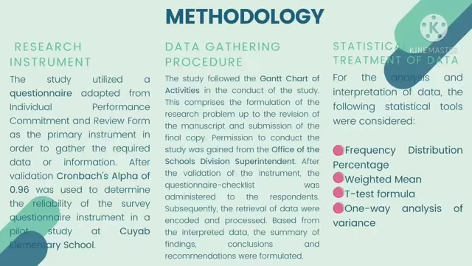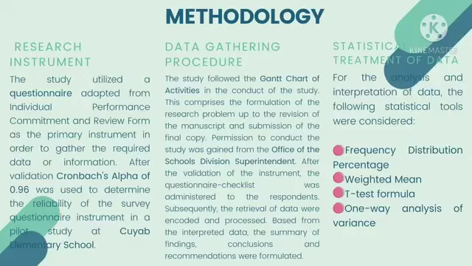Research instrument. The study utilized a questionnaire adapted from the Individual Performance Commitment and Review Form as the primary instrument in order to gather the required data or information. After validation, Cronbach's alpha of 0.96 was used to determine the reliability of the survey questionnaire instrument in a pilot study at Cuyab Elementary School.